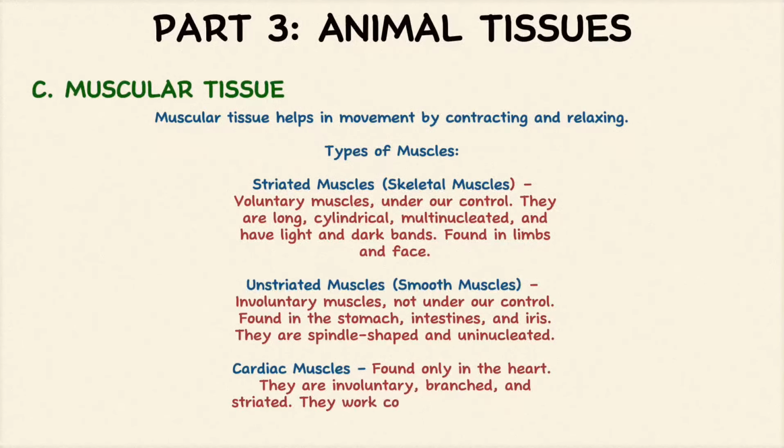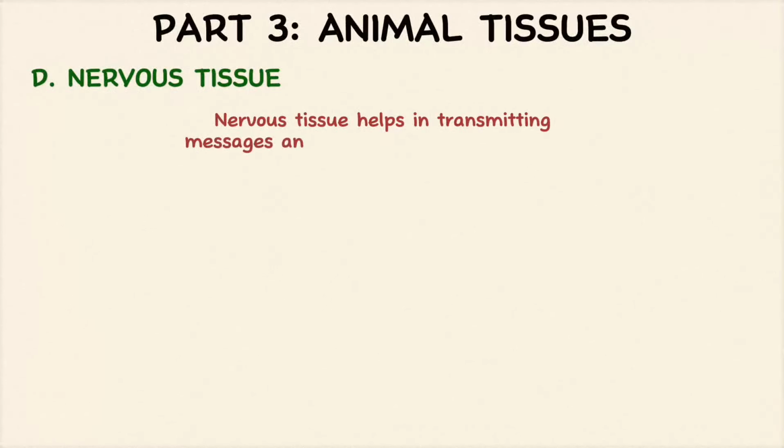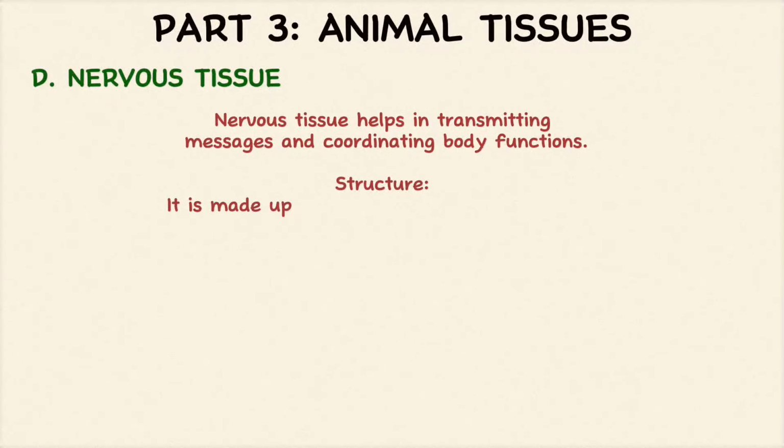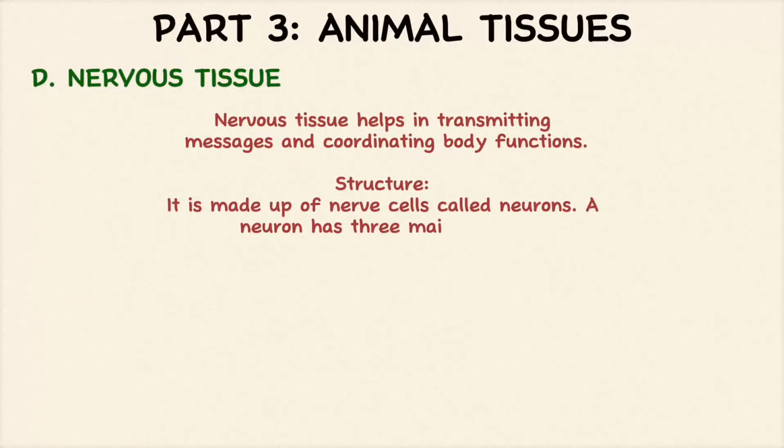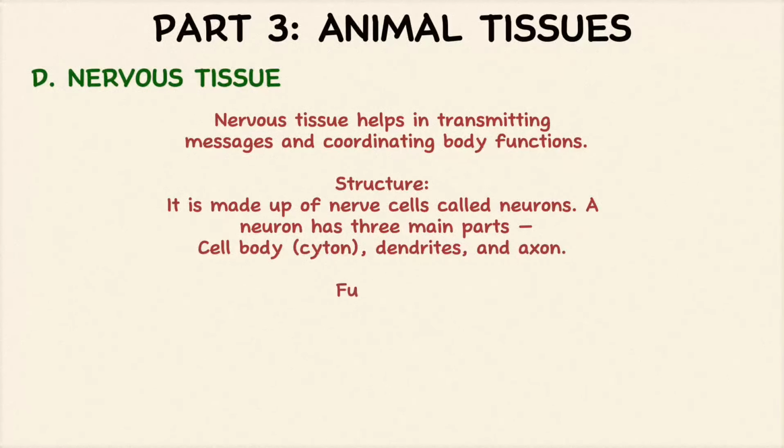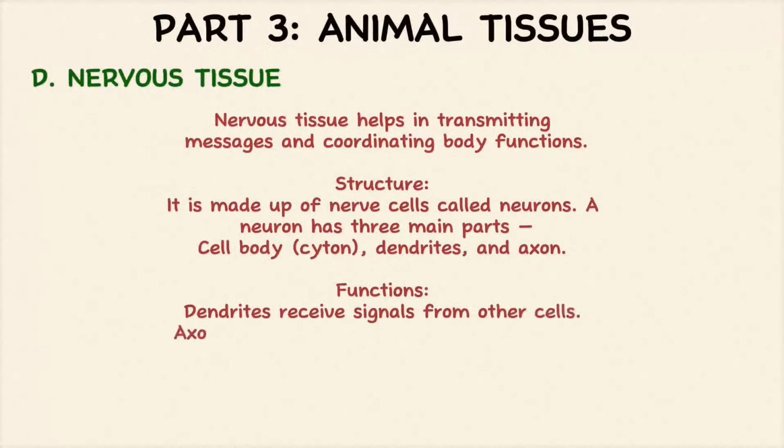Cardiac muscles, found only in the heart. They are involuntary, branched, and striated. They work continuously throughout life. D. Nervous tissue. Nervous tissue helps in transmitting messages and coordinating body functions. Structure. It is made up of nerve cells called neurons. A neuron has three main parts: cell body, cyton, dendrites, and axon. Functions. Dendrites receive signals from other cells. Axon transmits impulses to other neurons or muscles. This system helps in sensation, coordination, and response.